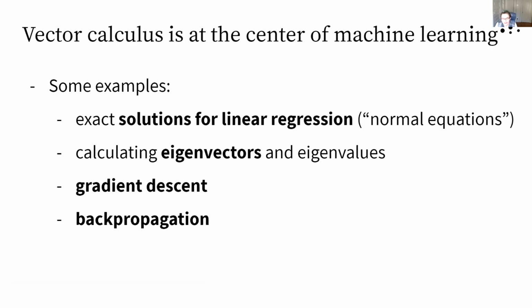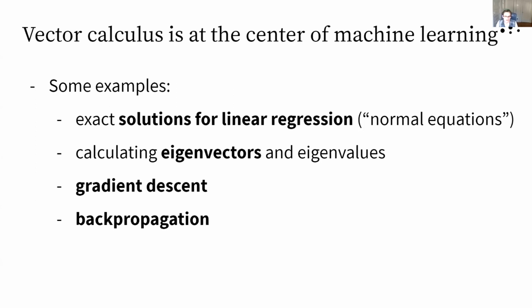So for one, it's how we get our exact solutions for linear regression. If you've ever done the normal equations in a stats class to figure out what the values of the weights are for your parameters in linear regression, people use vector calculus to come up with that answer. When we calculate eigenvectors and eigenvalues, we're using methods from vector calculus to determine what algorithms will work and how well they will work.